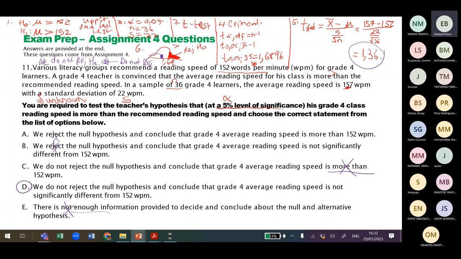If you're not rejecting the null hypothesis, then you are stating that the null hypothesis, which says that they are not different, they are the same, is what you are keeping. If you are rejecting it, then you are validating that the alternative hypothesis is correct, and that is the statement that says it's significantly different.